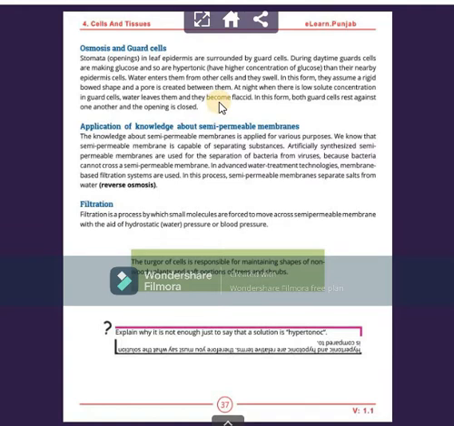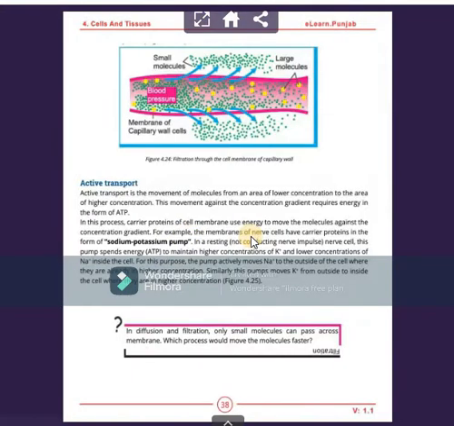Now the application of knowledge about the semi-permeable membrane. In this we can talk about filtration. Filtration is the process where small molecules are forced to move across semi-permeable membranes with the aid of hydrostatic pressure or blood pressure. Meaning through the water or through the blood, the molecules can move. Small molecules can cross the semi-permeable membrane.